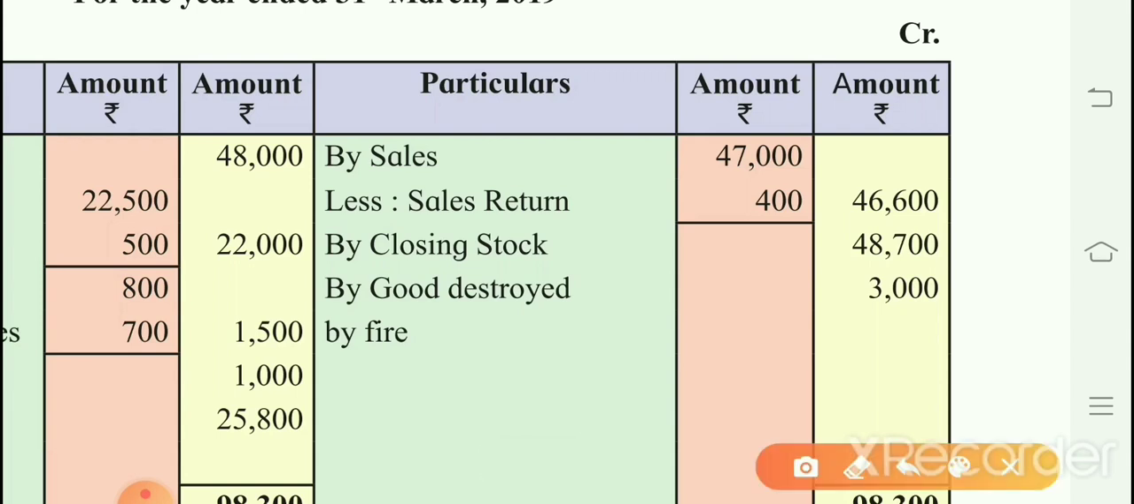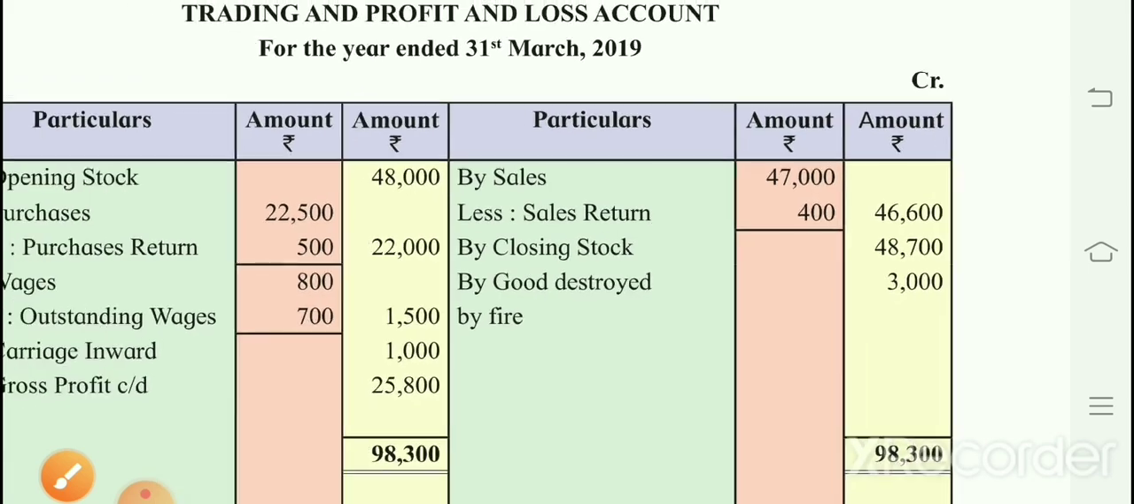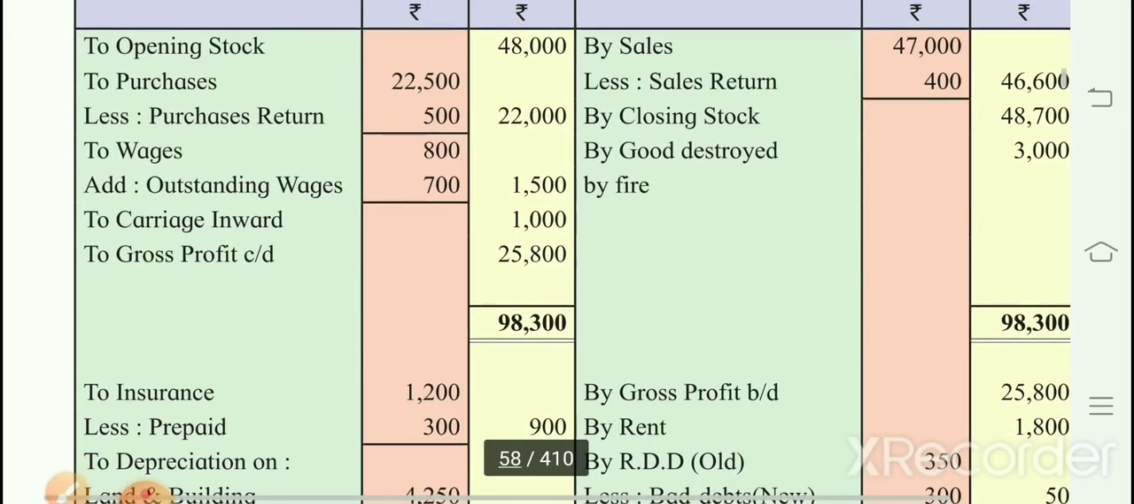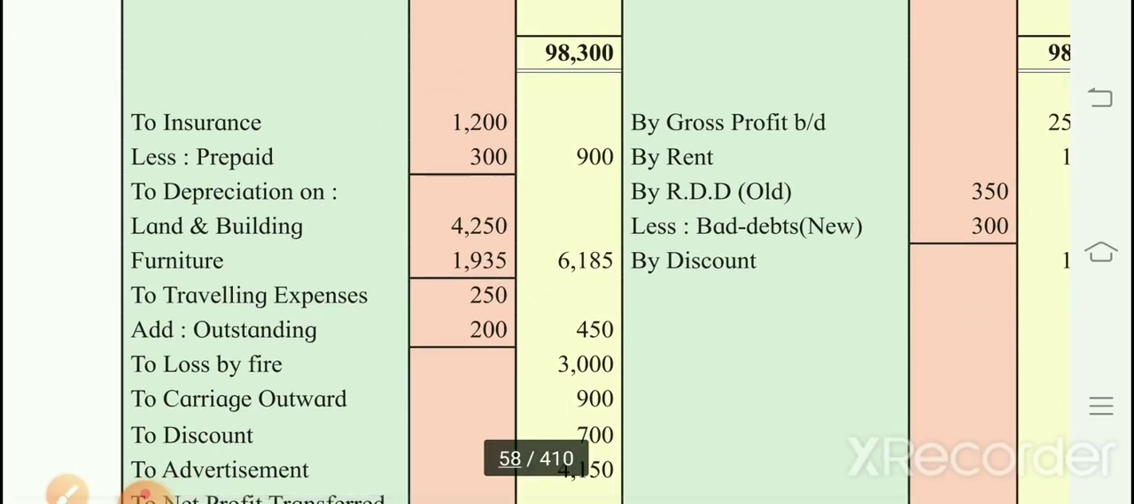Sales returns are given to us, that's why we have deducted the amount of sales return, and the amount appeared on outer column is our net sales, that is of 46,600. The next, by closing stock and by goods destroyed by fire. As per our adjustments we have written it. Then see profit and loss account, debit side.